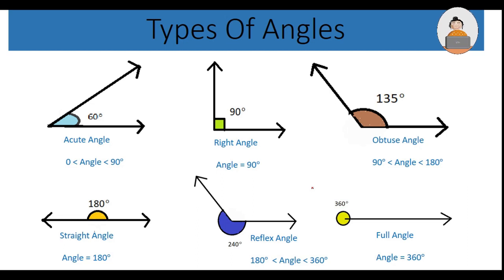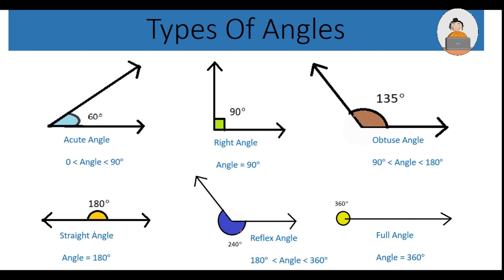The next thing we are going to see is the types of angles, or we can say the naming of different angles being measured. First, as you can see on your screen, is the acute angle, which measures greater than 0 degrees and less than 90 degrees. Second is the right angle, an angle which measures 90 degrees. Third is the obtuse angle, an angle which is greater than 90 degrees and less than 180 degrees.